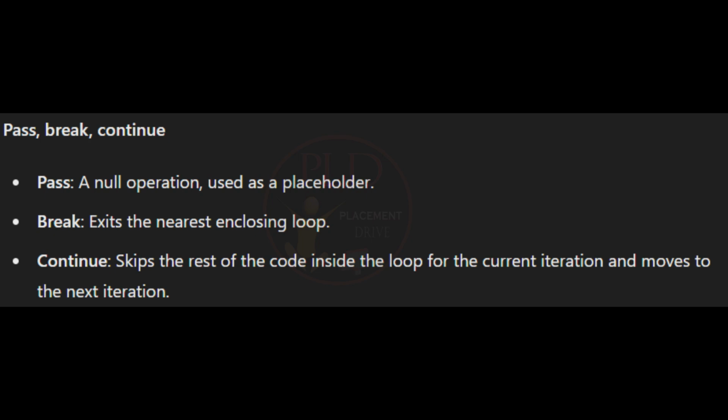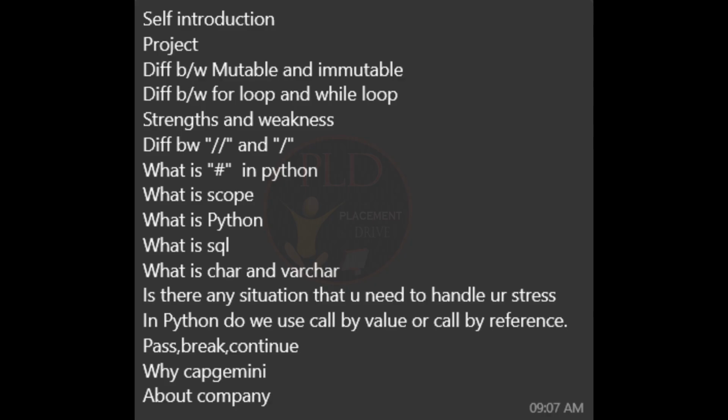And the 14th question is pass, break, and continue. Pass is a null operation used as a placeholder. Break exits the nearest enclosing loop. Continue skips the rest of the code inside a loop for the current iteration and moves to the next iteration. The 15th question is why Capgemini and the 16th question is about the company.